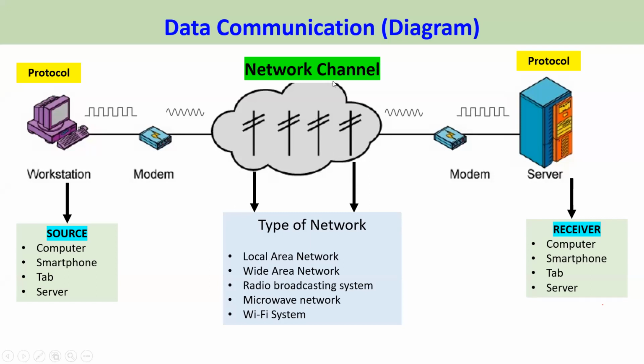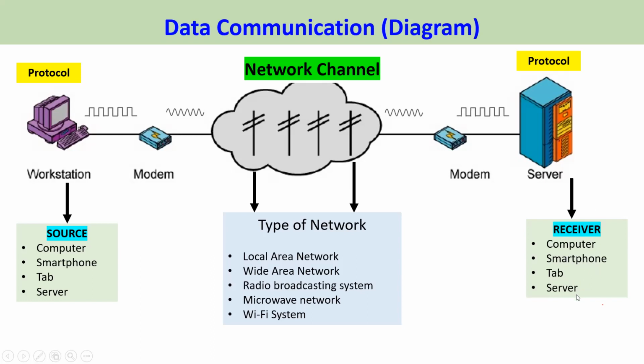After going through the network channel, again it should go through a modem, because at the end there is another digital device. This digital device can understand only digital signals. Therefore, another modem is represented here to convert back to digital, so it can be understood by the server. For this server, giving some examples: a computer, smartphone, or tab can be a server.